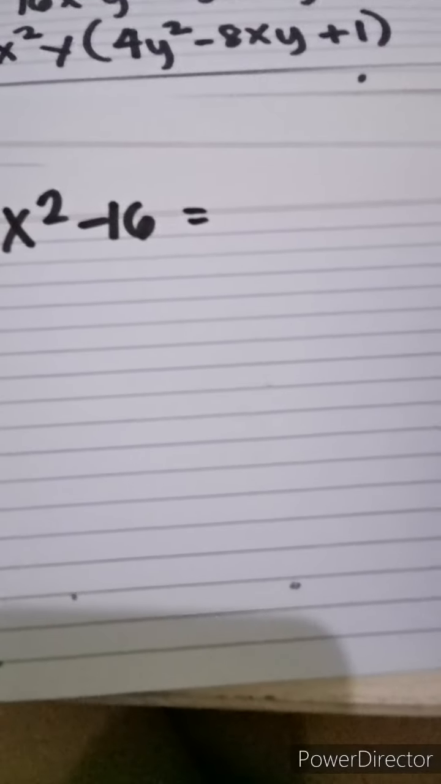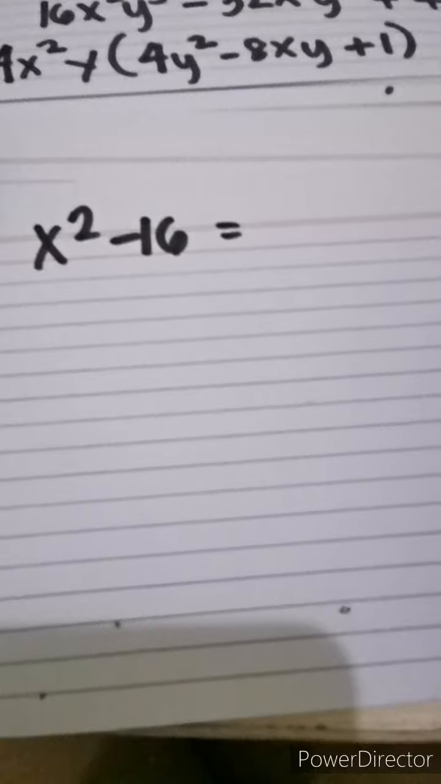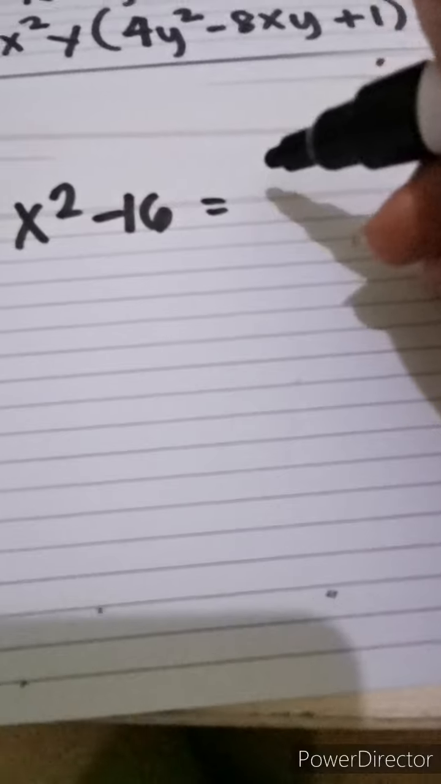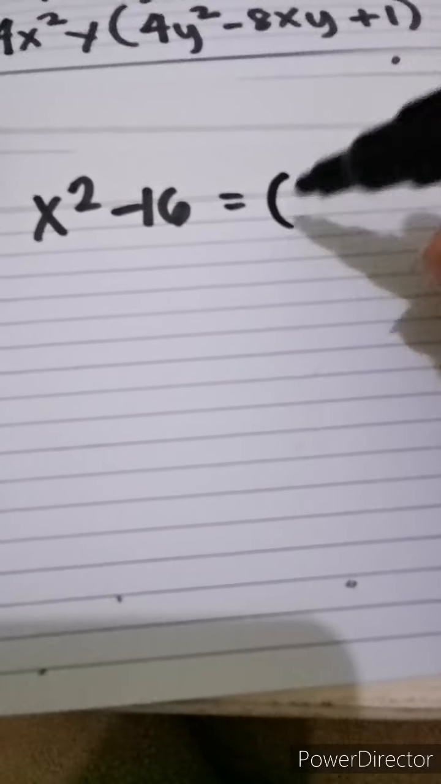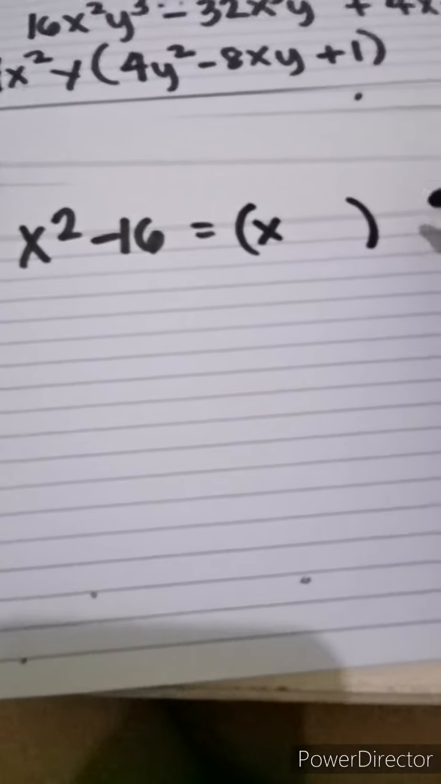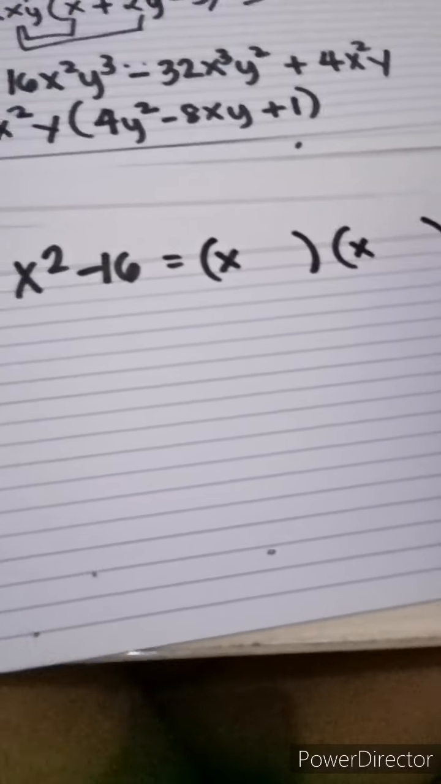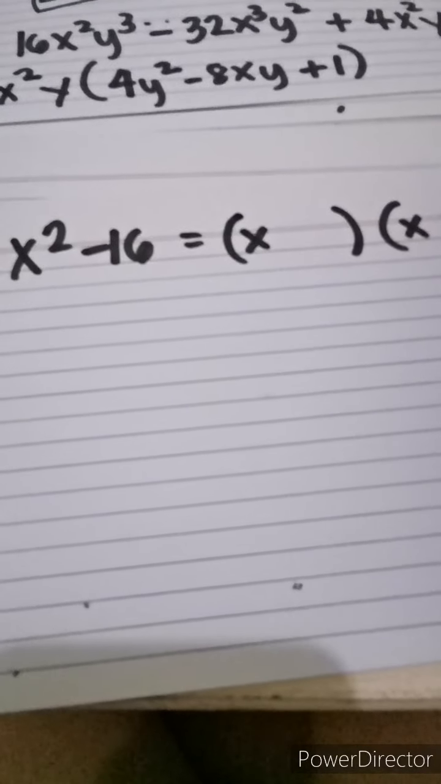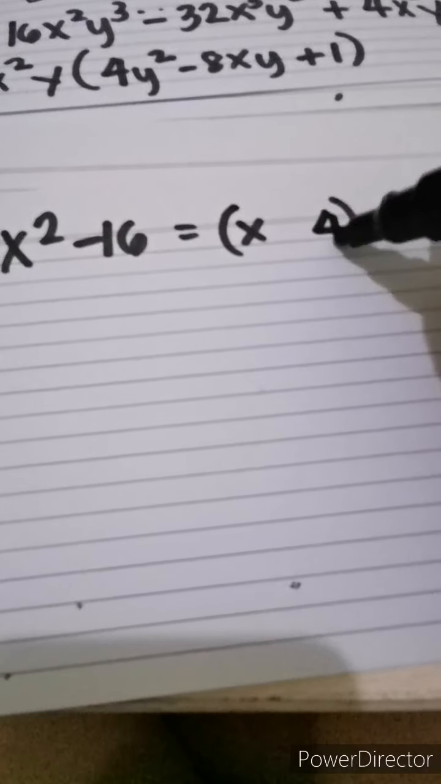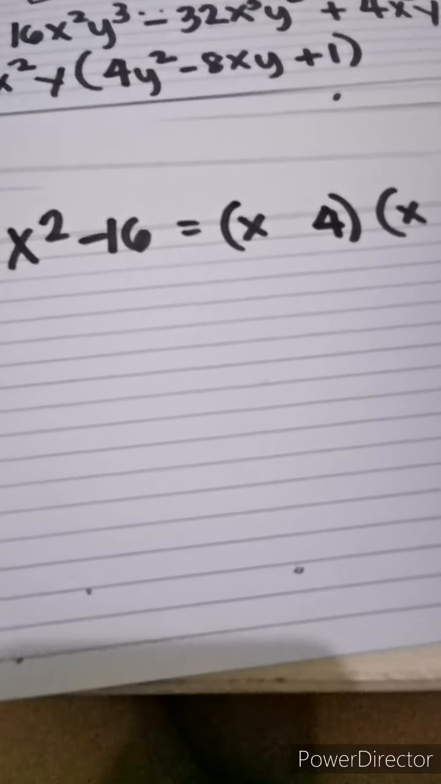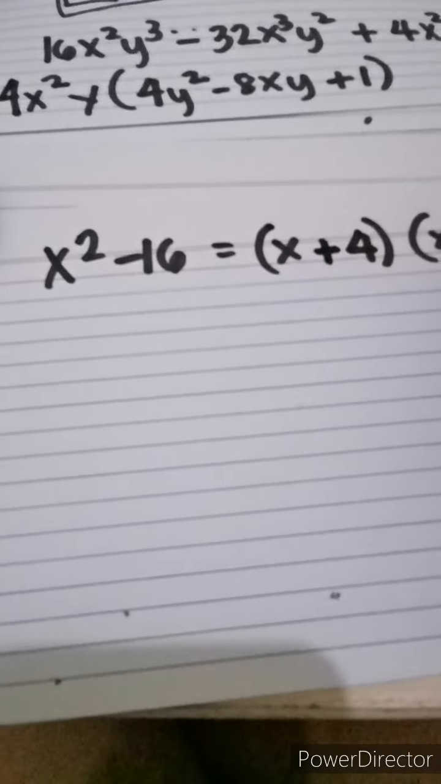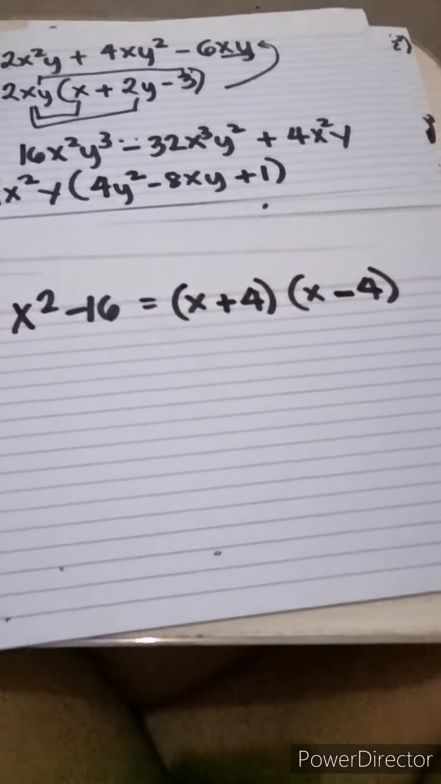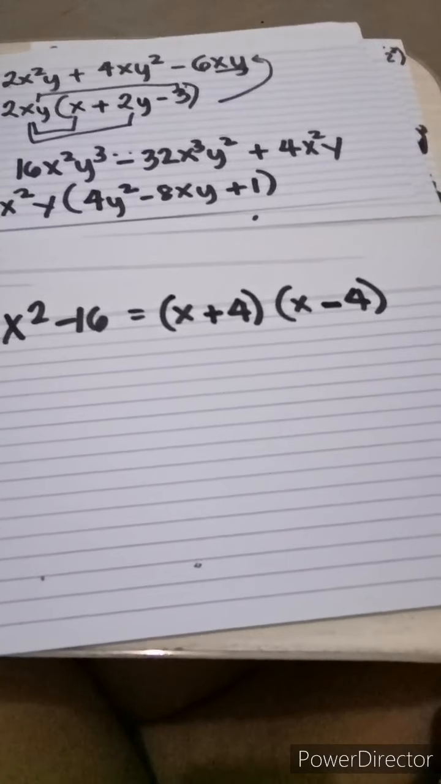Ang unang gagawin dyan, get the square root of x squared. So, kuhanin yung square root ng x squared or i-factor out yung x squared. So, we have x. Then, dito ulit ay x. Next, get the factors of 16. So, ang 16 is equivalent sa 4, equivalent sa 4. And then, just put plus or minus. And those are the factors of x squared minus 16.